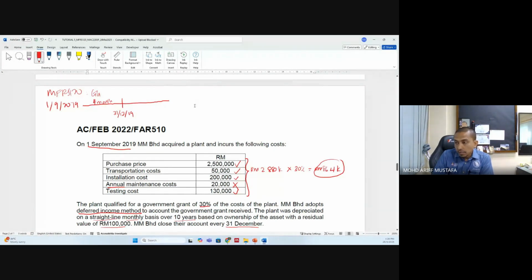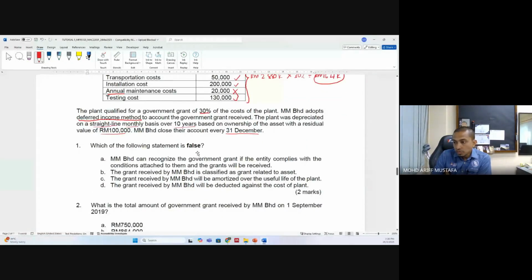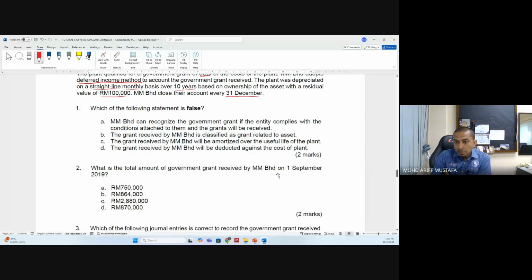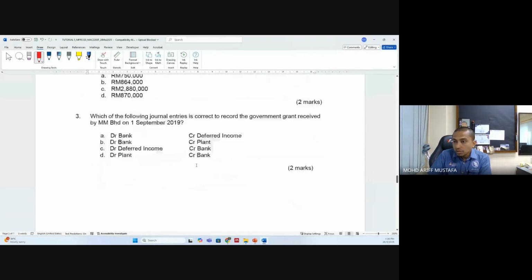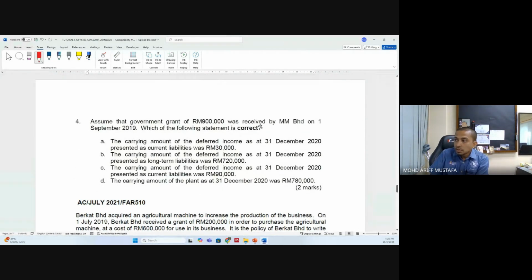All right. So the question asks you what is false, and it asks how to record on 1st September 2019, and how to record the journal entry for the grant received in 2019. Then the next question asks which one is correct, and it gives all the dates as 31st December 2020. So in the working, I will show you how to do it until 31st December 2020, but then the question gives you a different value of grant, so we are going to do it separately.